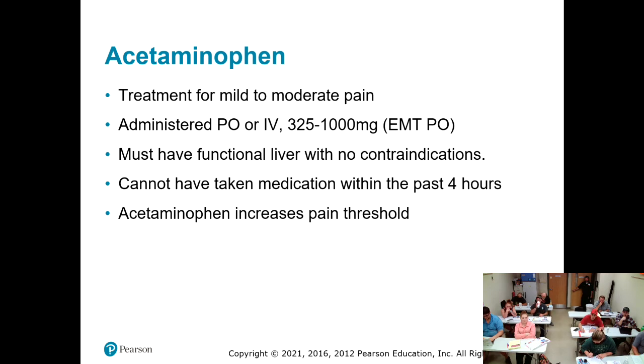So anyways, acetaminophen, you guys give it PO. You can give 325 up to 1,000 milligrams, or 1 gram. The big thing about acetaminophen is it's hard on our liver, so you need to make sure the patient has a functional liver. If they have a history of hepatitis, liver cirrhosis, or chronic alcoholism, those are all contraindications to giving acetaminophen.